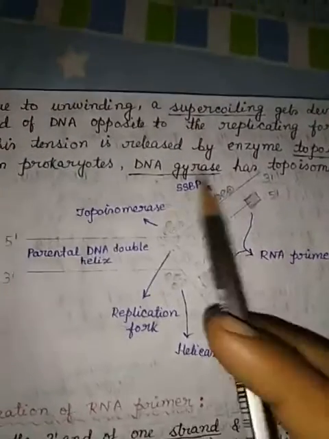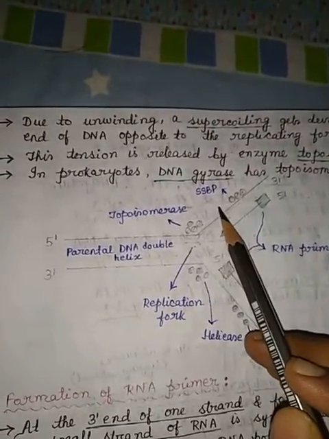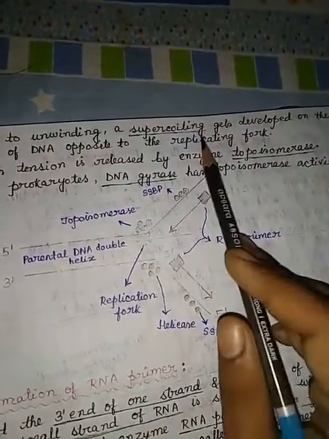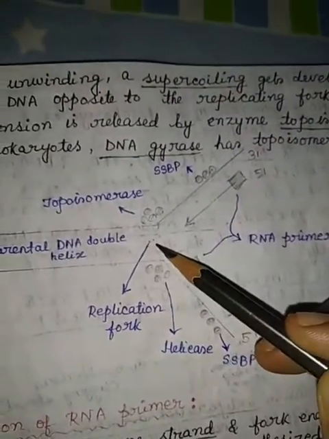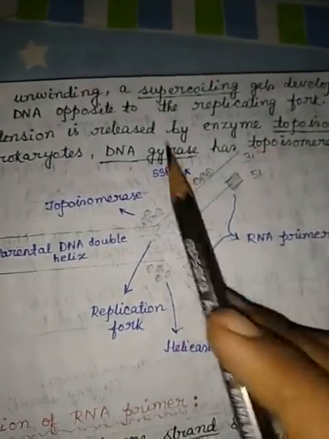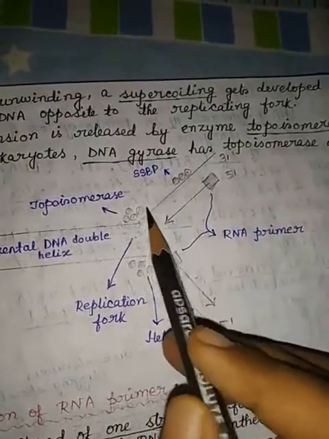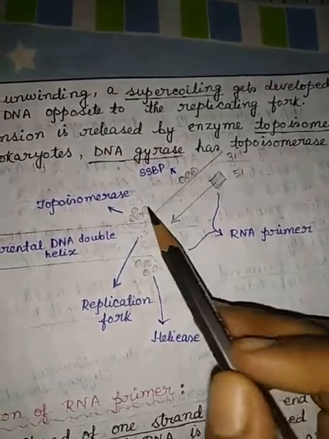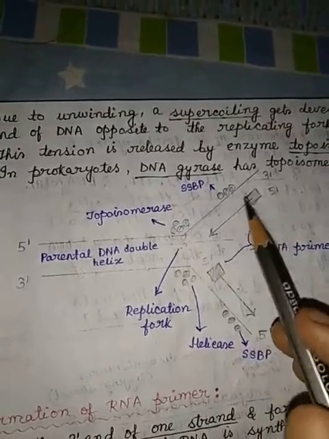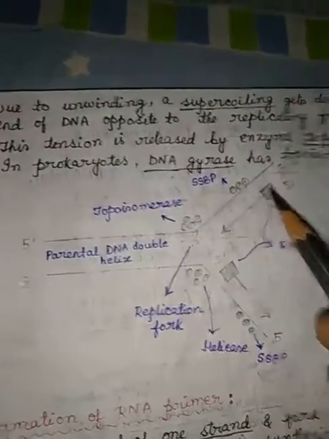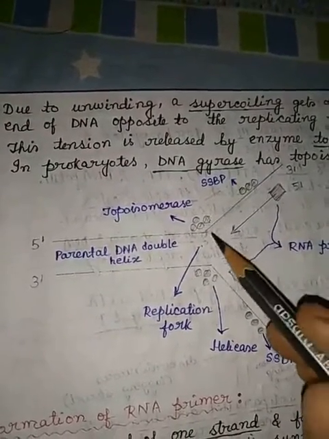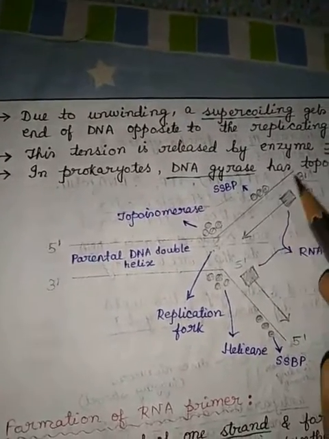But due to this exposure or unwinding, a tension is created, or a supercoil gets developed, on the end of DNA opposite to the replication fork. This tension is released by the enzyme topoisomerase. What does topoisomerase do? It releases the tension that is created due to the unwinding or exposure of the DNA. This is the function of topoisomerase. And helicase, what does it do? It breaks the hydrogen bonds and unwinds or exposes the two DNA strands.